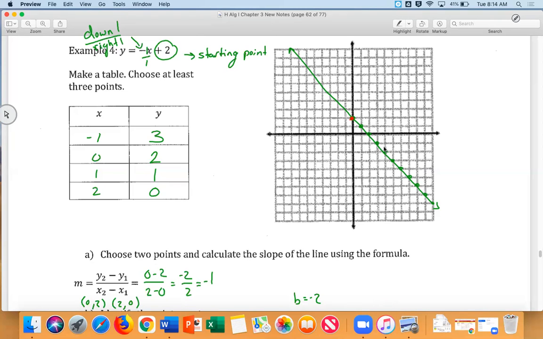So I did -1 in for x. So I got -(-1), which is 1, plus 2 is 3. Then -0 plus 2, well, that's 2. -1 plus 2, that's 1. And -2 plus 2, that's 0.